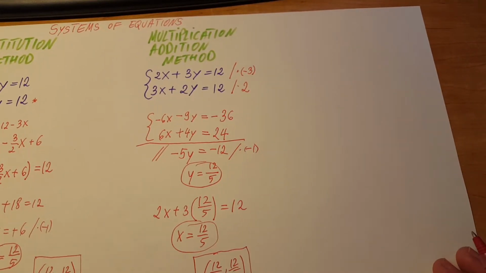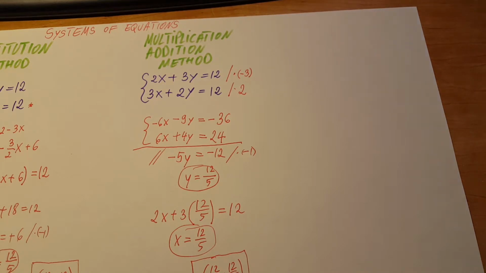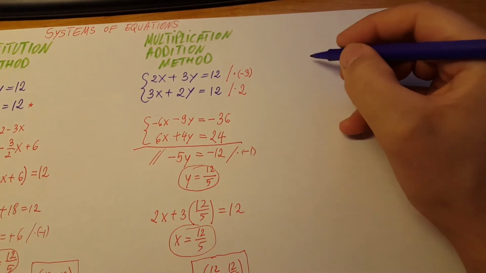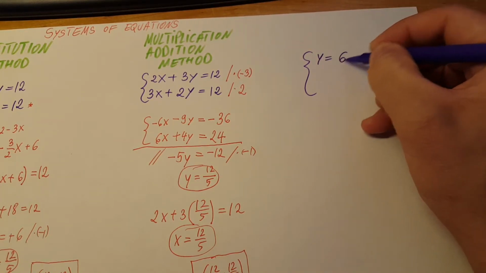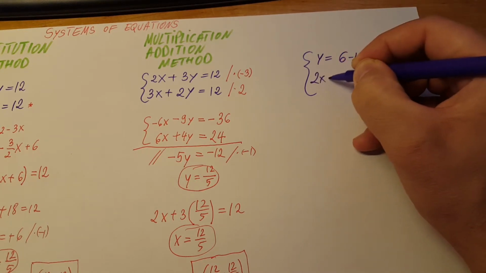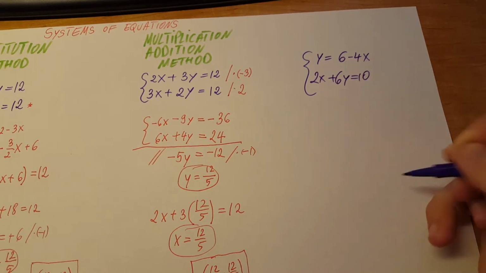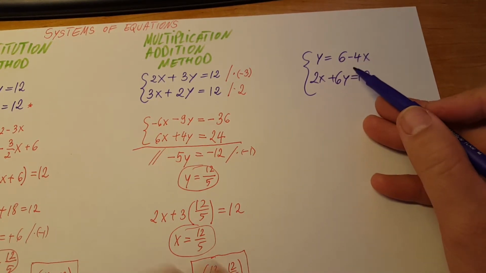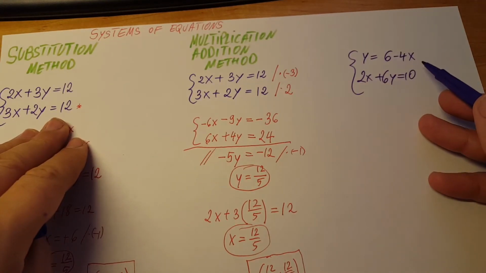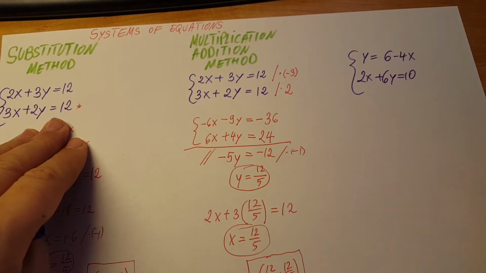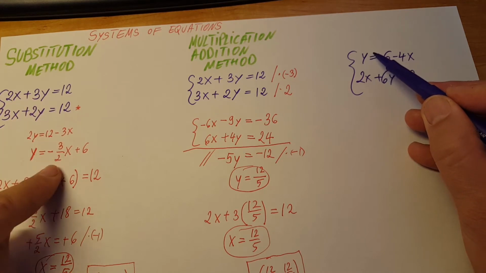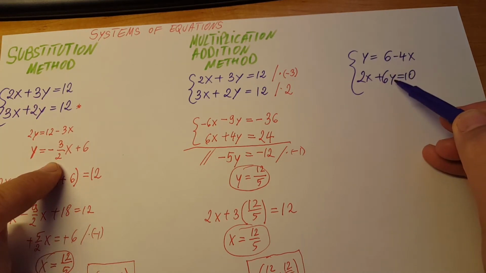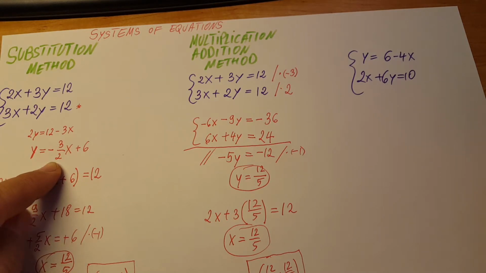So if you're wondering why should you use one or the other one, well, sometimes it's more beneficial to use one over the other one, because I'll write a system over here. Let's say if it's given this way, y equals 6 minus 4x, 2x plus 6y equals 10. Well, here we can see that we should use the substitution method, because it would be simply easier. Only because the first equation is already solved into what we had here. So just take this, plug it into this one, and this is the easiest and shortest way to solve.